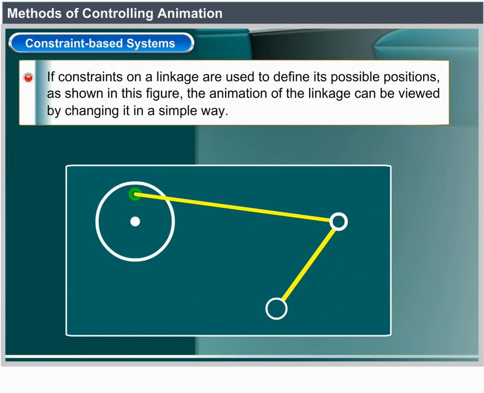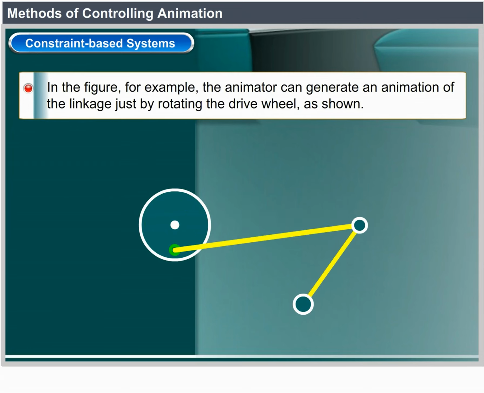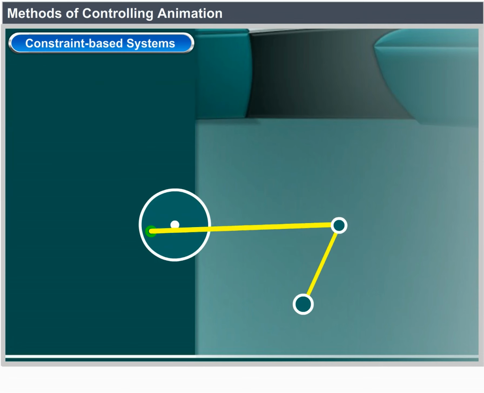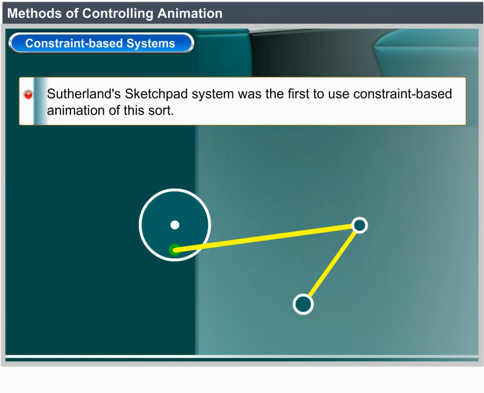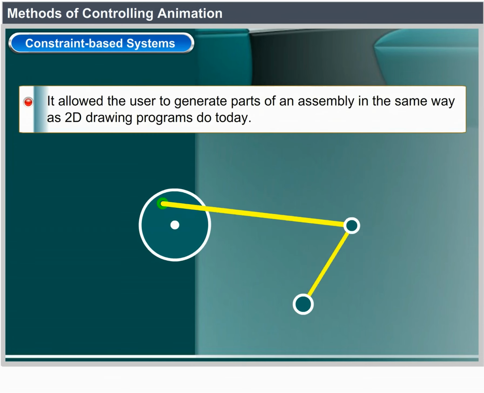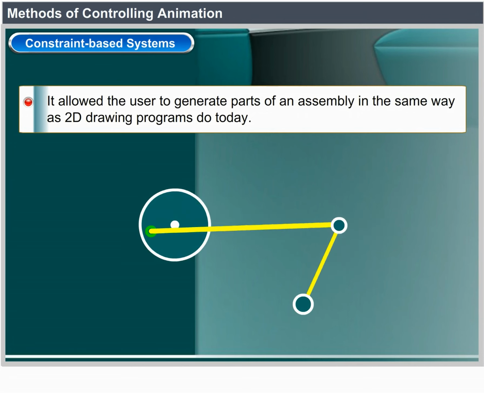If constraints on a linkage are used to define its possible positions, as in this figure, we can view an animation of the linkage by changing it in a simple way. In the figure, for example, the animator can generate an animation of the linkage just by rotating the drive wheel, as shown in these figures. Sutherland's Sketchpad system was the first to use constraint-based animation of this sort. It allowed the user to generate parts of an assembly in the same way as 2D drawing programs do today.